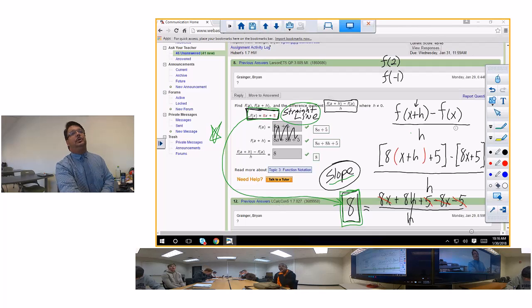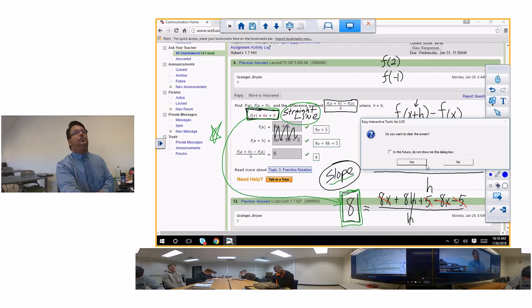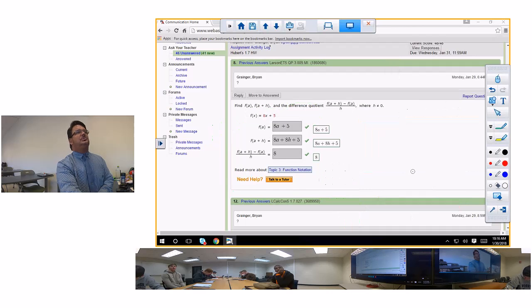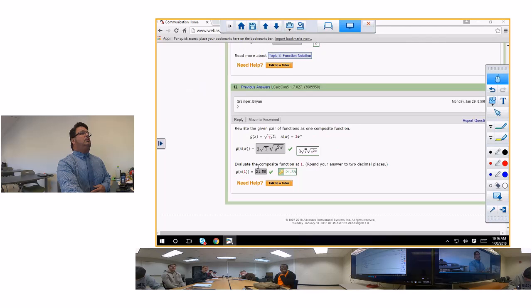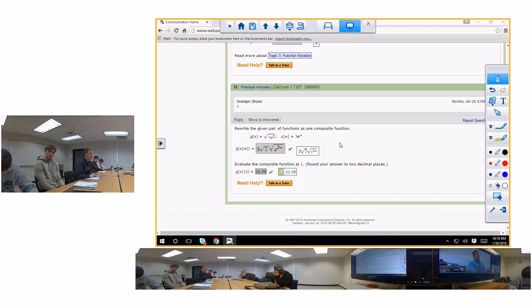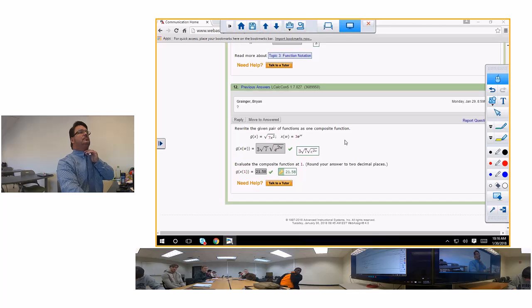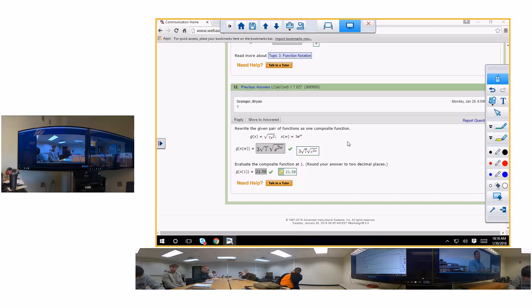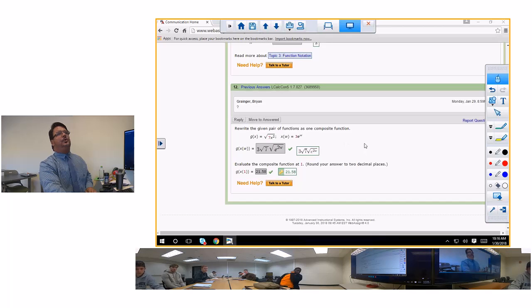All right, so I'm going to hit this right here, and I'm going to scroll down. Mr. Granger, is this the second question you sent right here? Yeah. I believe so. Okay. It says rewrite the given pair as one composite function. Okay, g of x. All right, let's go over this right quick.